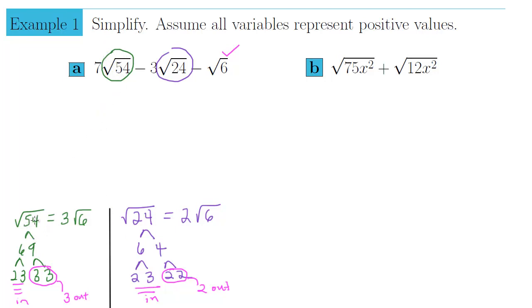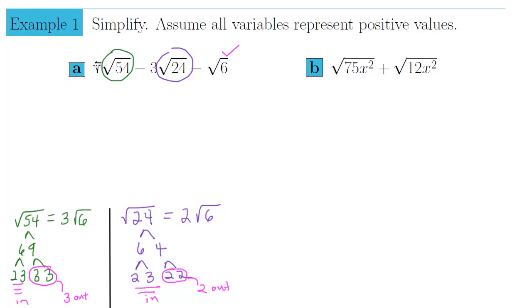Root 54, after you do the factor tree, ends up being 3 root 6, and root 24, after you factor it down, ends up being 2 root 6. So now back in the original problem, I'm going to have to replace root 54 with 3 root 6, and I'm going to have to replace root 24 with 2 root 6. So let's see what that gives me.